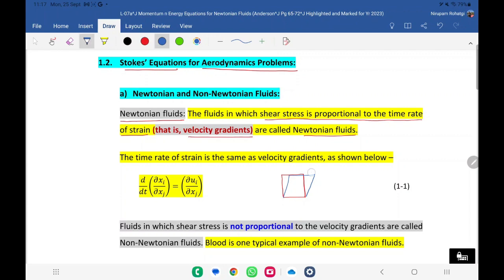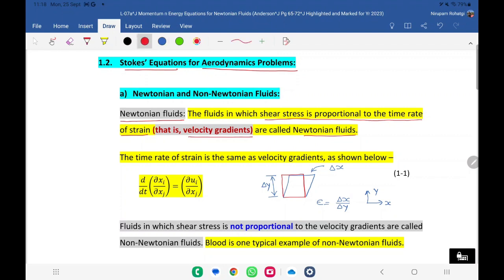Now this distance, if you have x and y like this is x and this is y, is called delta x, and this distance is called delta y, and here the strain is called delta x by delta y. Okay, this is the strain and it is a dimensionless quantity.